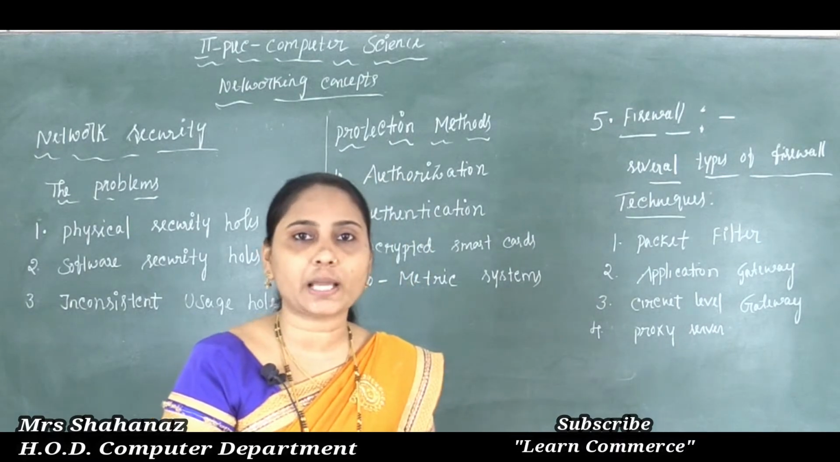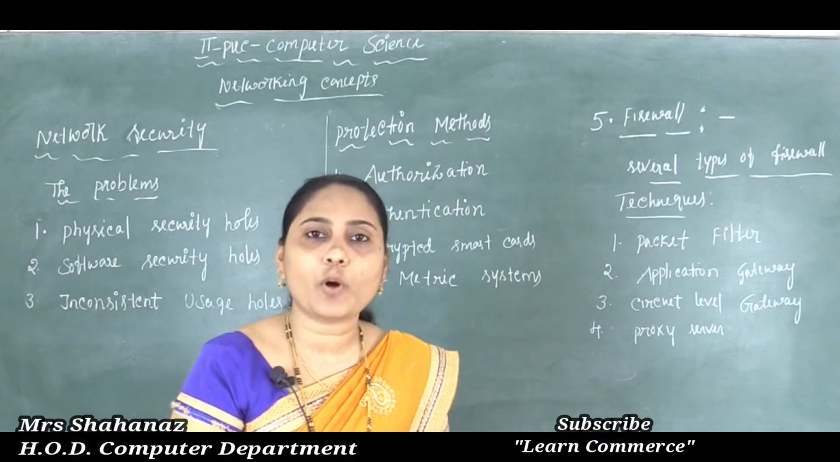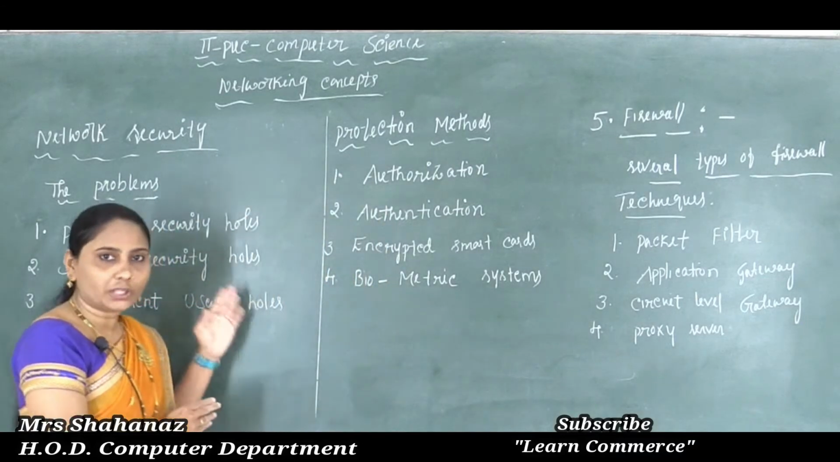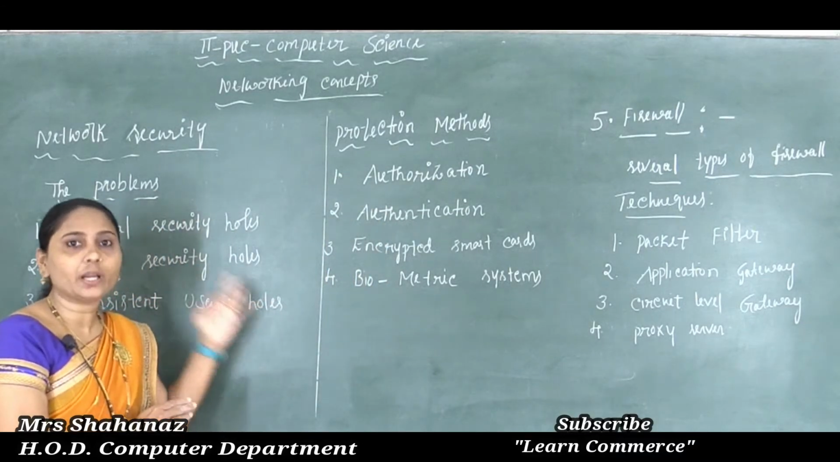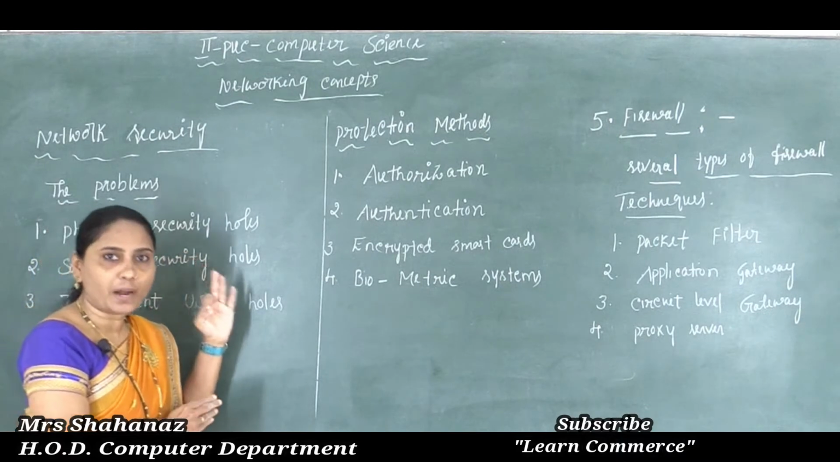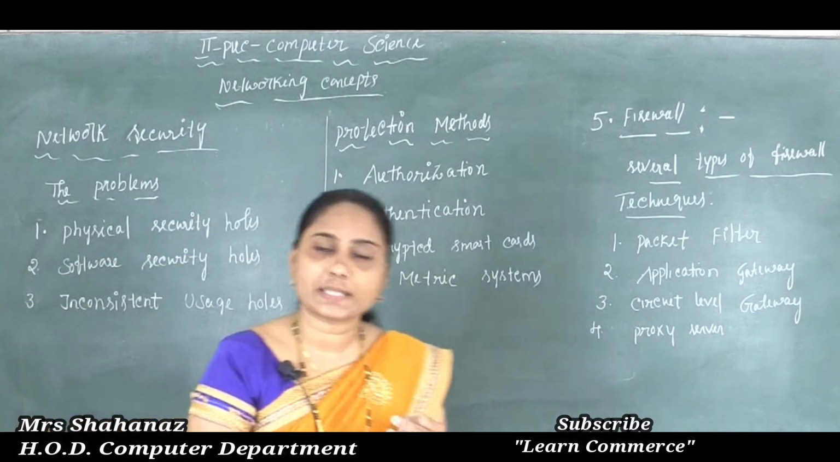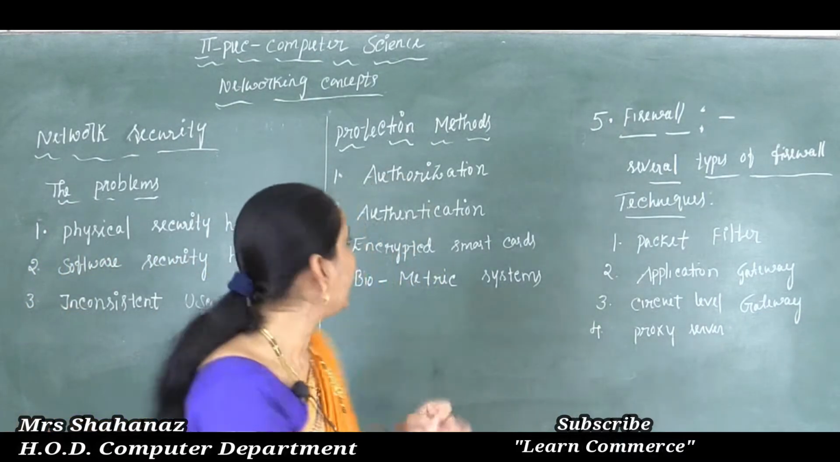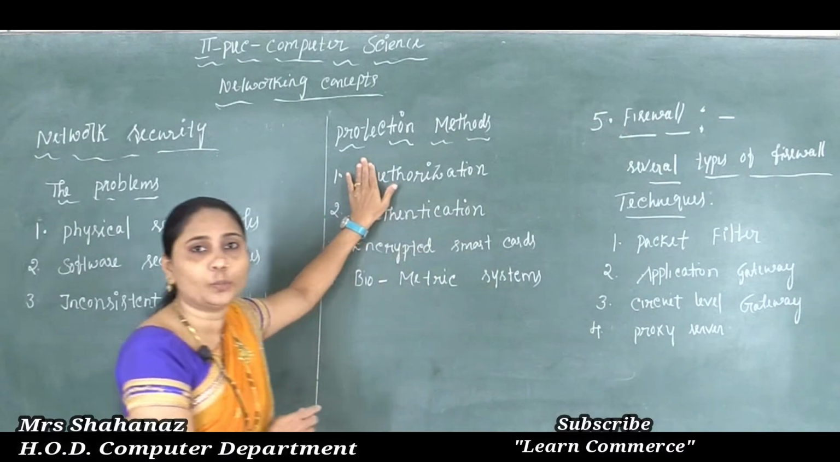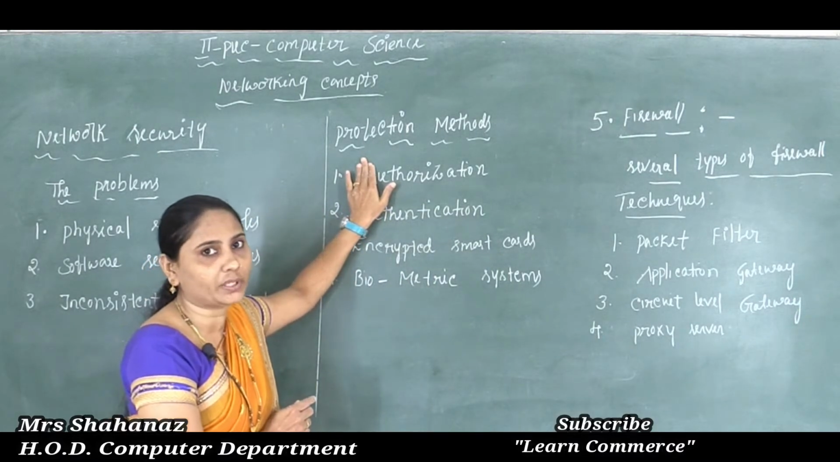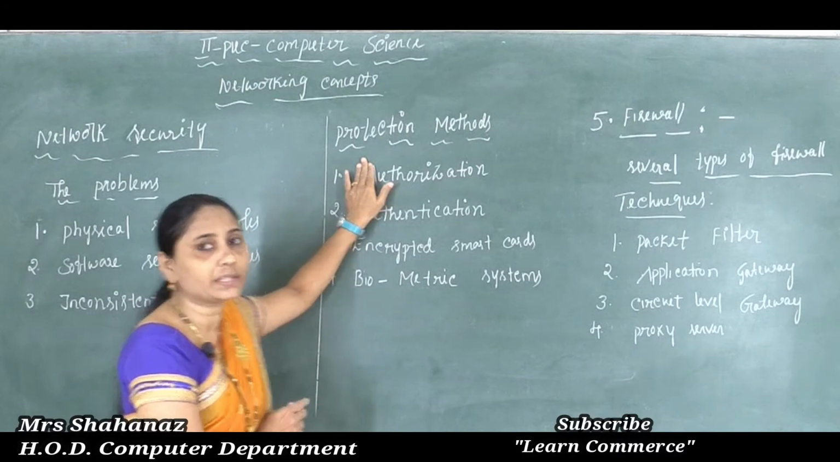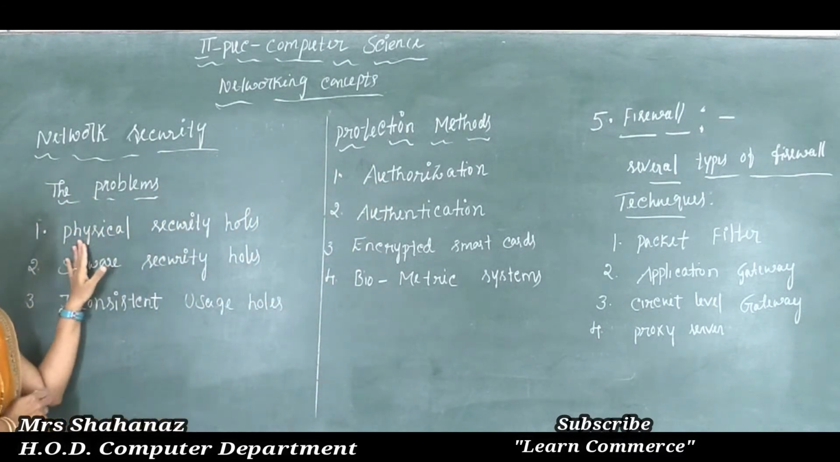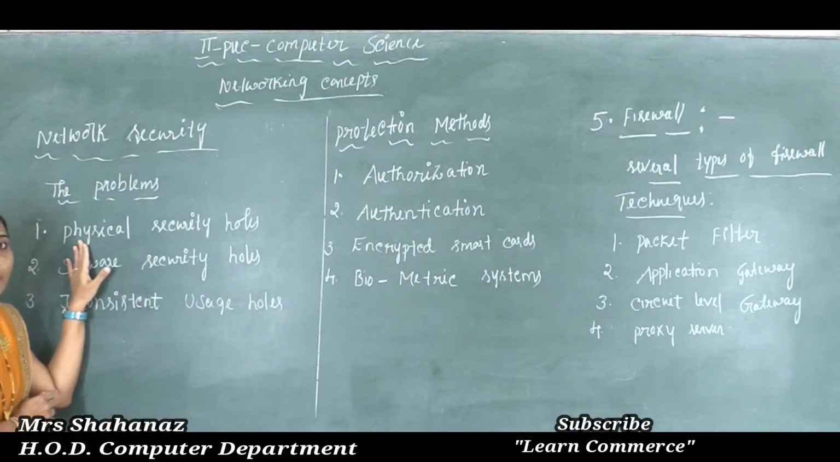Under this type of network security, mechanisms like authorization, authentication, encrypted smart cards, biometric systems, and firewalls need to be implemented. Clear? These are techniques, and by using such techniques it is possible to provide security to the network.